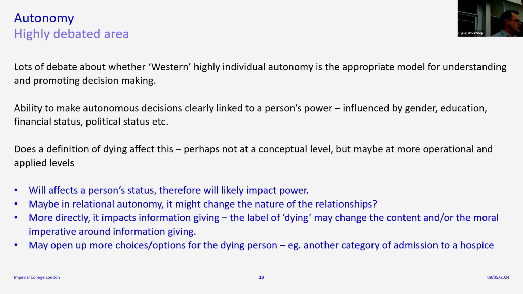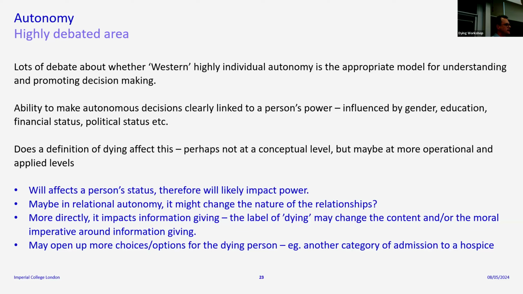And it's clear in my data that the ability to make autonomous decisions is linked to a person's power, which is strongly influenced by gender, education, financial status, and in Uganda, political status. There's a whole cohort of patients called political patients who have a very different trajectory. These are people who are well known to a senior politician, and they have a very different trajectory to people who aren't.